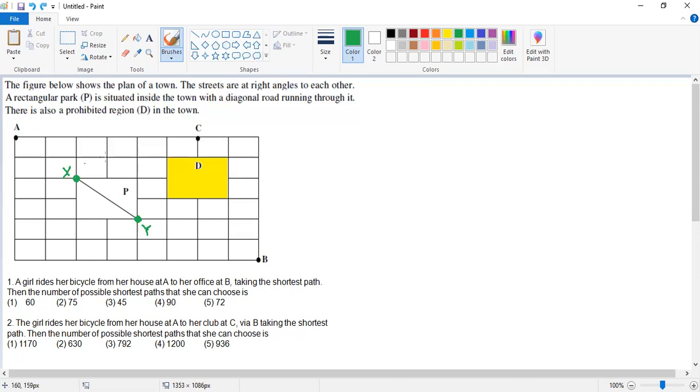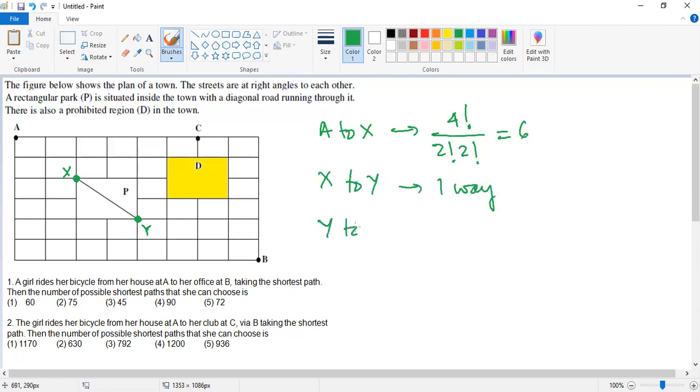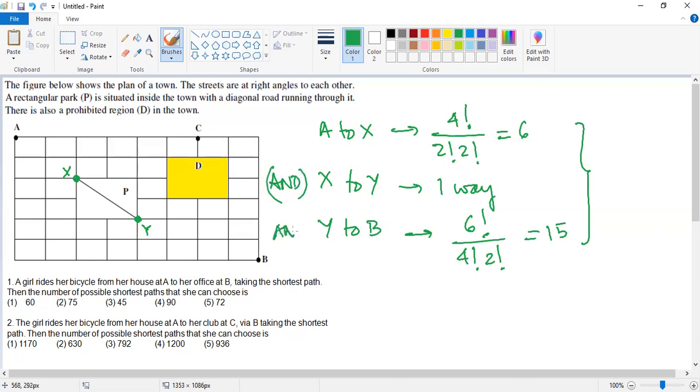So in how many ways can I go from A to X? There are two horizontal and two vertical, 4 factorial by 2 factorial, 2 factorial. So that's 6. X to Y is one way. We will use the diagonal straight away. And Y to B, there are 4 horizontal and 2 vertical, total 6, so this is basically 15. So I would be going from A to X and X to Y and Y to B. So you'll be just multiplying those out. 6 times 1 times 15. So the answer is 90. So that's your fourth option.